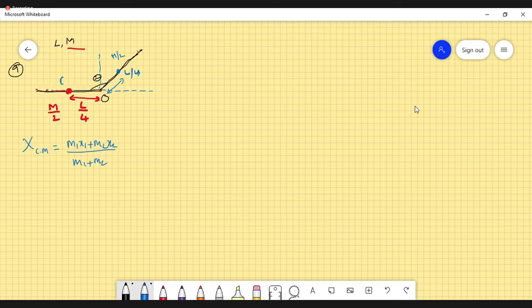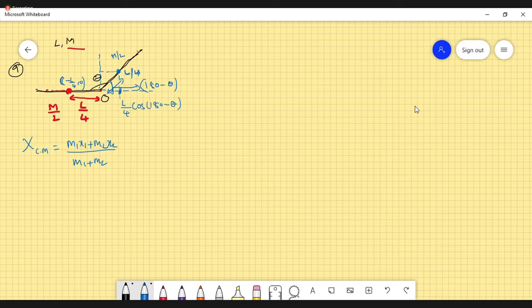So what are the components? The position vector of the first will be minus L by 4, comma 0. What about this one? If this is L by 4 and this is theta, what is the angle of this one? 180 minus theta. So this will be L by 4 cos 180 minus theta. Got it?